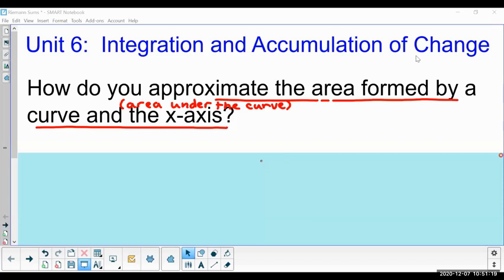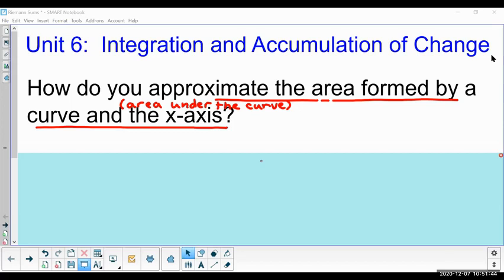The accumulation of change, I hope you already have a really good idea about, because we just did that with the Desmos activity. Velocity is the change in position. And if we add up all those changes, we found out how far we went. So that's an accumulation. Accumulation means adding up all of those small amounts of change.